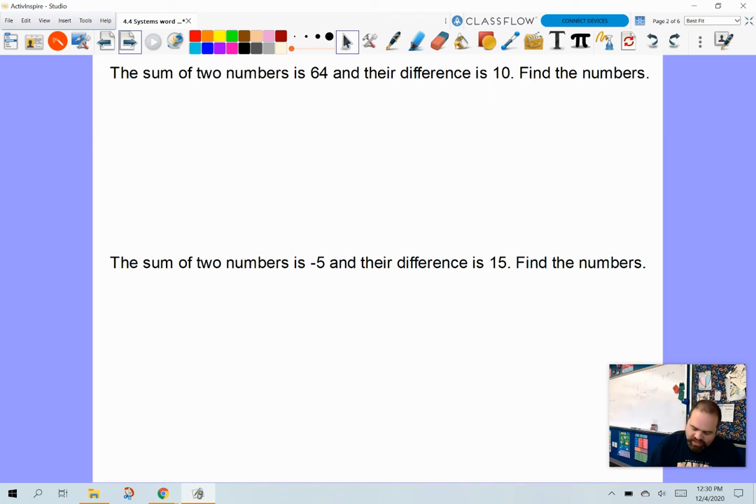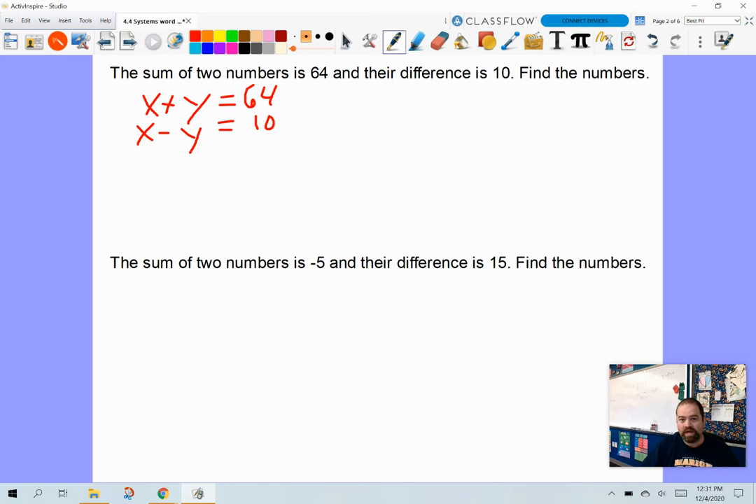So this is, like I said, really straightforward. The sum of two numbers, so I don't know what these two numbers are. So I'm going to come up with two variables, x and y. You can literally use any two letters of the alphabet. So the sum of two numbers is 64. So x plus y is 64. The difference of the same two numbers, so I'm going to subtract them this time, is 10. You just built your system.